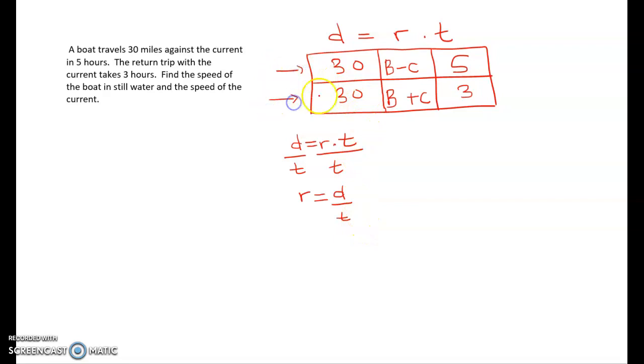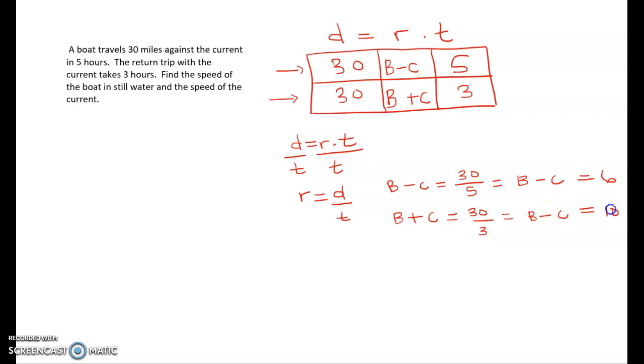We'll have 2 equations. So rate in this first one is b minus c. The distance was 30 and the time was 5. And the second one, we'll use the same equation, rate equals distance divided by time. So rate was b plus c equals the distance, still 30, divided by 3. If we simplify these, we'll get b minus c equals 6. And then the second one, we'll get b plus c equals 10.